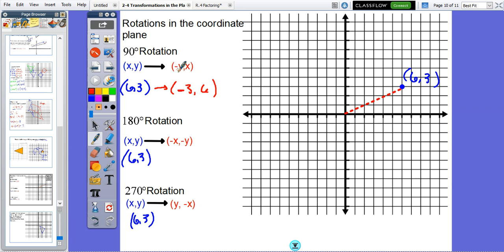We're negating, not just making it negative. It's not always negative. It could be positive sometimes. All right, so let's graph that. We got negative 3, 1, 2, 3, positive 6, 1, 2, 3, 4, 5, 6. So that's where the point's at.